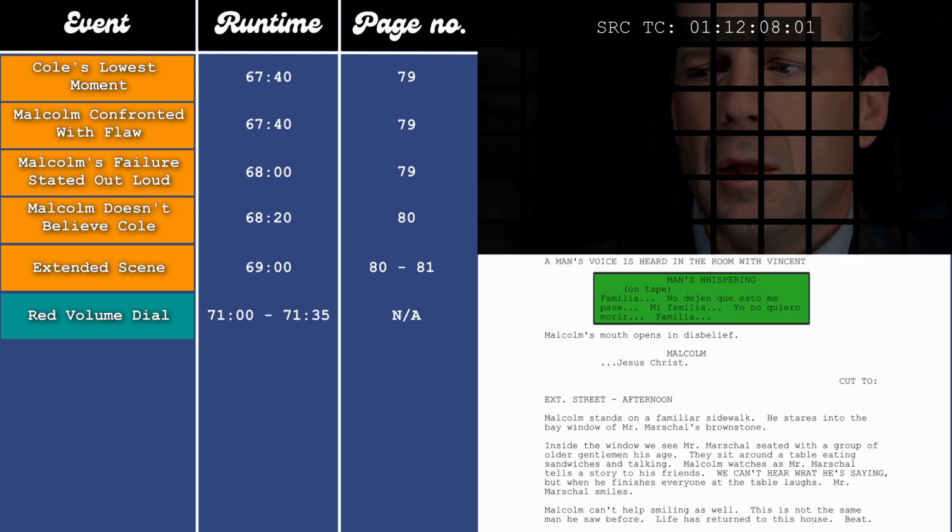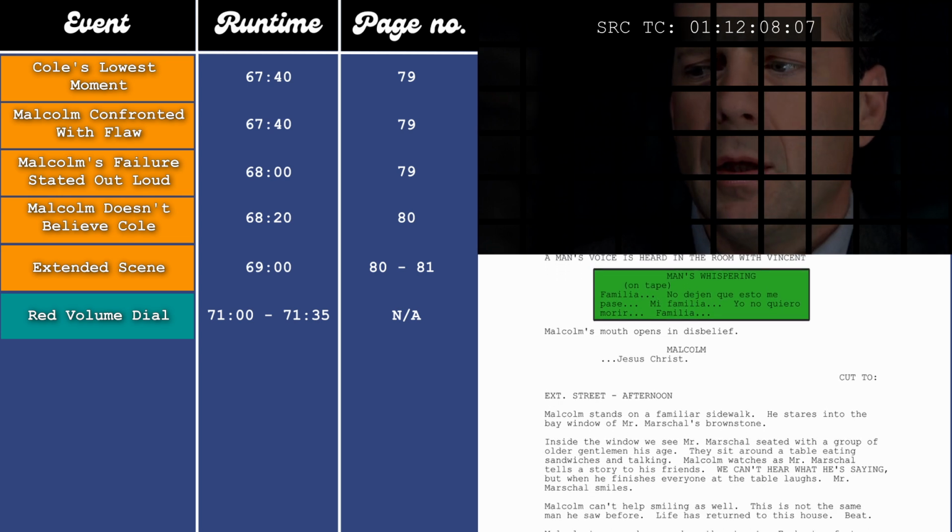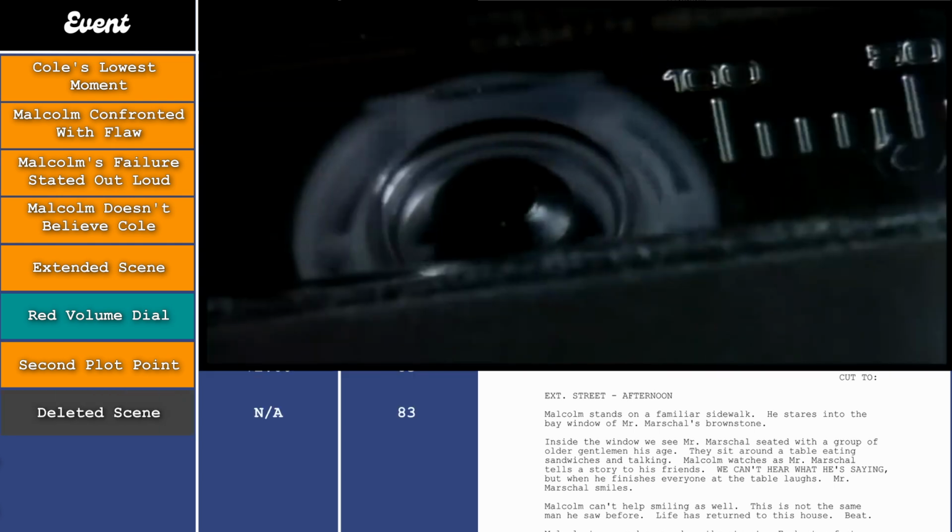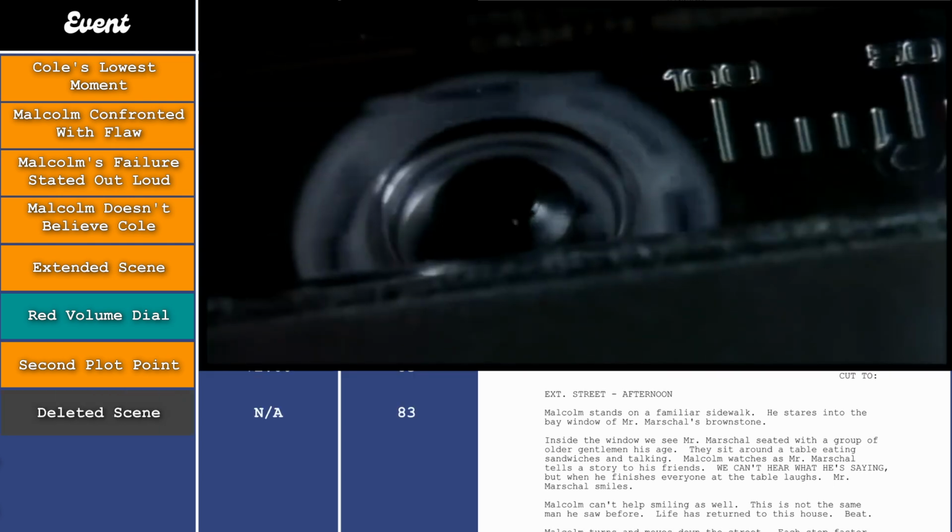He's beginning to believe. Malcolm hears the ghost's voice on the tape, which changes everything. Maybe Cole is telling the truth. This moment acts as our second plot point, which is the event that pushes us towards the third act. And then on page 83 we have our second deleted scene with Mr. Marshall.